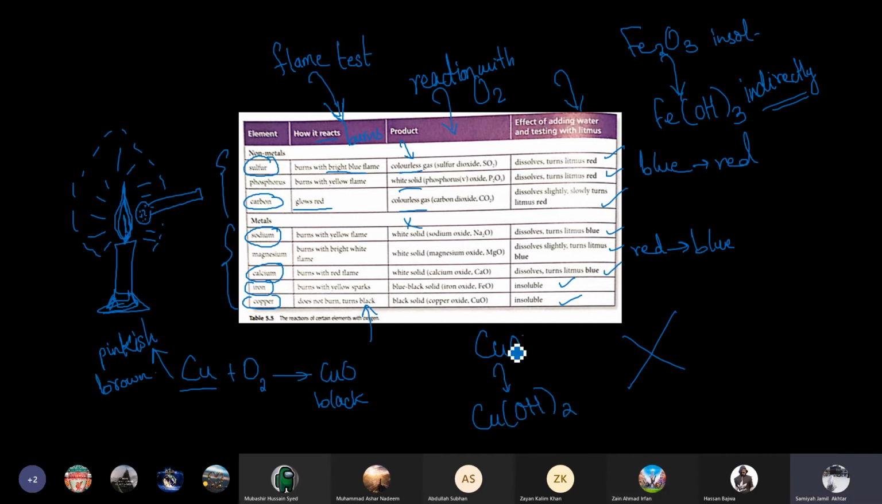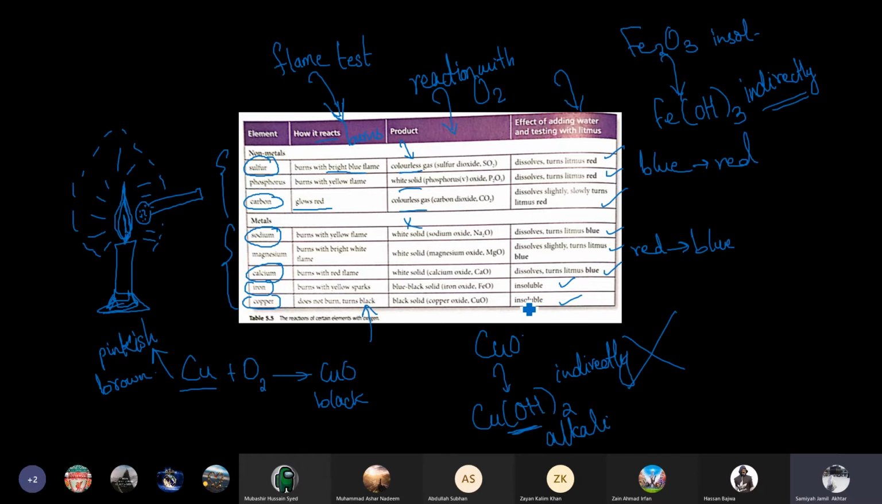Similarly, for copper oxide also, we have copper hydroxide, we have copper alkali, but we cannot dissolve it in water and prepare alkali. It's prepared indirectly. So the indirect methods, they are not included in your course, so let's not go into that. What is the indirect method? But remember that they are iron and copper oxides, they are insoluble in water.